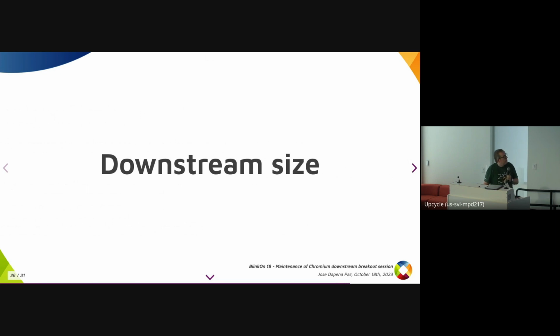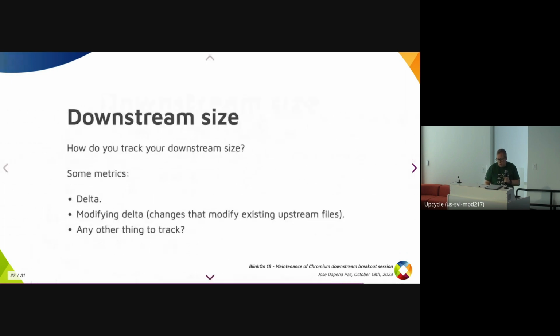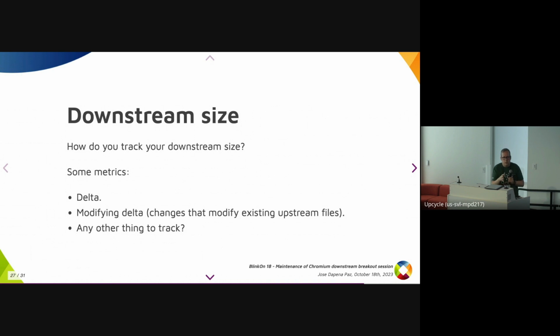Okay, then another discussion topic was about the downstream size. Basically, it was the consideration that it is important to keep track of how big your delta is with upstream, not only the regular Git delta, but the modifying delta. That is the delta that affects existing files upstream, because files that are completely new are not going to conflict in any merge, but the modifying delta is usually complicated. If anybody wants to say anything about how they track things for delta, let's hear them later.